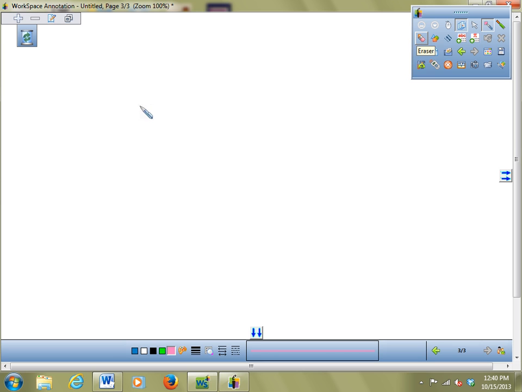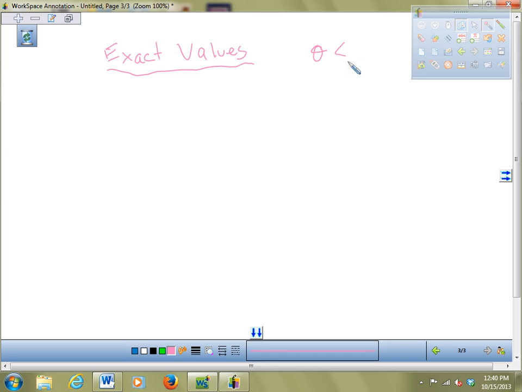So, exact values, that's where you use the unit circle. But when you're doing right triangle trig, theta is always less than or equal to 90 and greater than or equal to 0. So exact values, that's like numbers on the unit circle. So what's the sine of 30? Anyone remember what that is? And to get these, you look at a special right triangle.